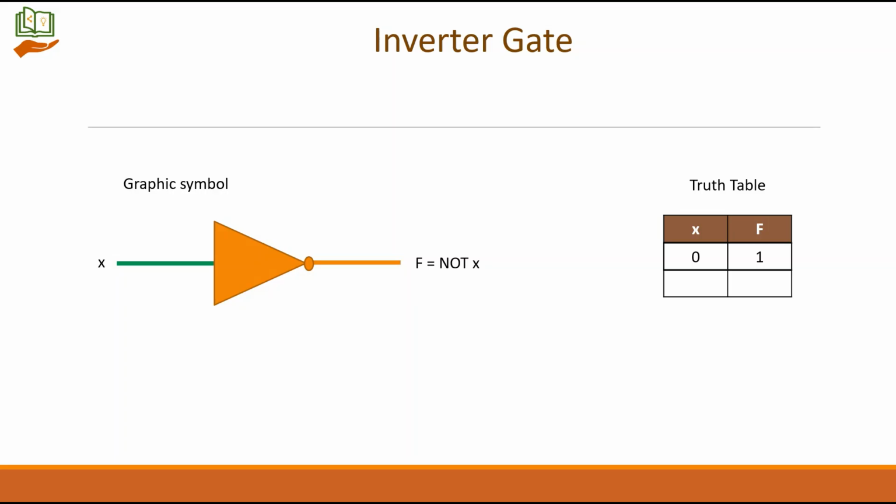What will you get? You will get 0. So when x is equal to 1, the inverter gate will give you 0. So what is the function of this particular inverter gate? It will invert the value of the input. When 0 is passed, it will give you 1. When 1 is passed, it will give you 0. The algebraic function is represented as f is equal to x dash. We can represent it as x bar. Both are actually right. So this is actually representing not x.